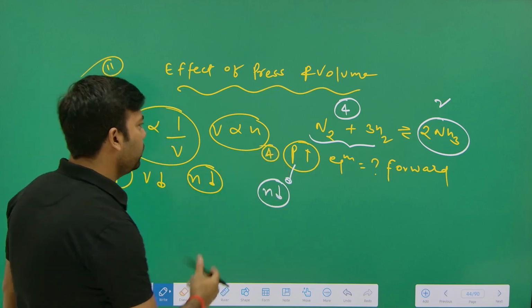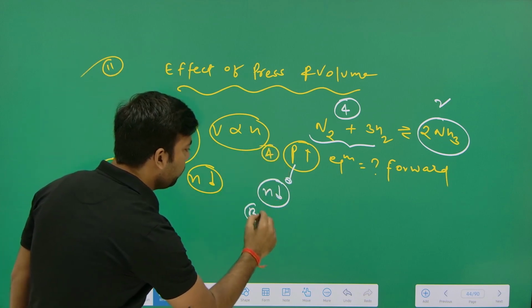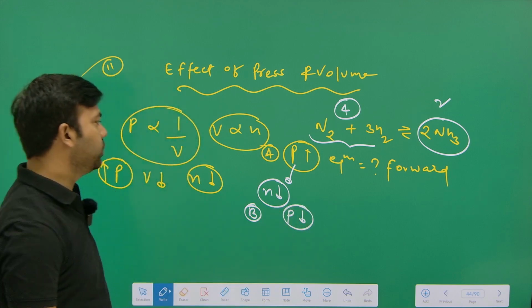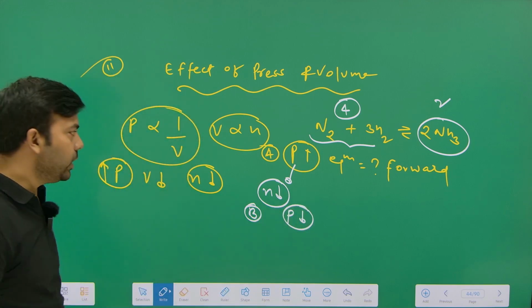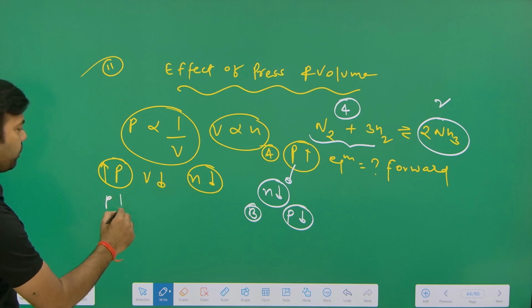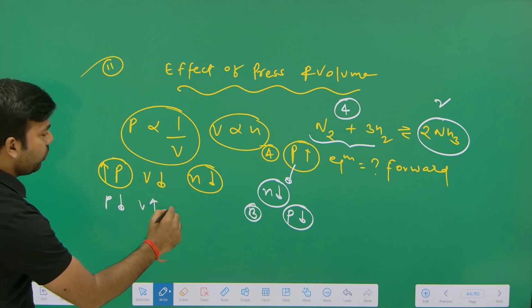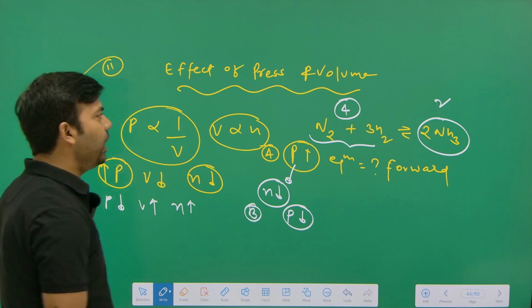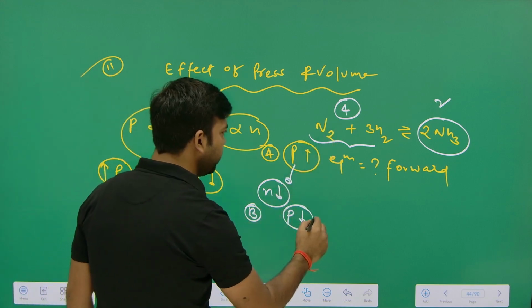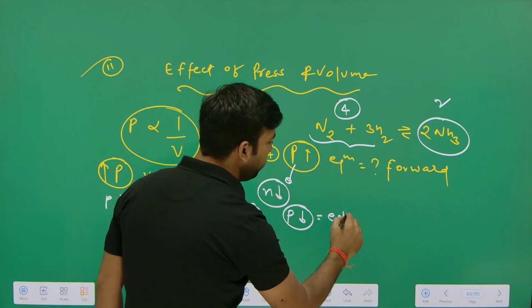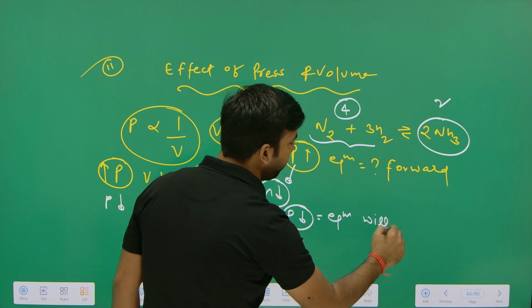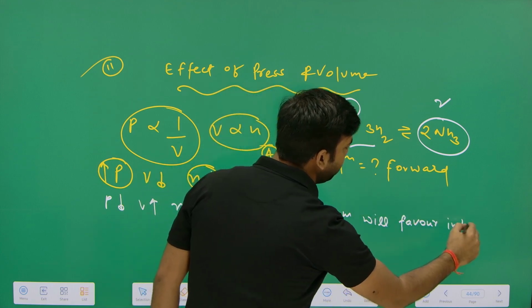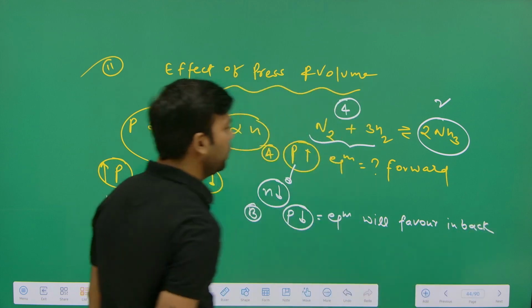My second question: what should be the direction of equilibrium if pressure is decreasing? Simple thing again. Pressure decrease means volume increase, means mole increases. So which side has high mole? Reactant. So on decreasing pressure, we can say equilibrium will favor backward, which means reactant. Clear?